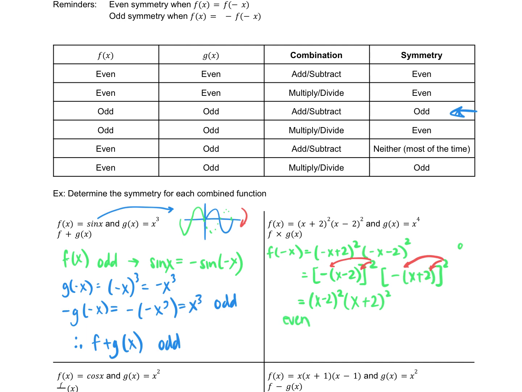And if I look at g(x) and I reflect over the y-axis, a negative, the bracket was in the wrong spot. When I have a negative to the power of 4, it will become positive. So this is even as well. So now we have two even functions. We are multiplying or dividing. So I am here on the table, which means I will result in an even function as well.